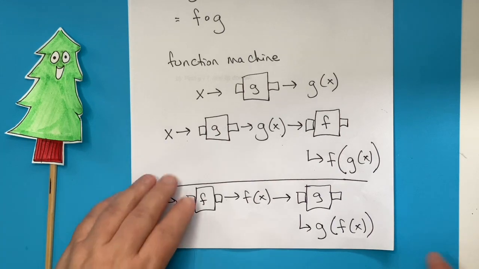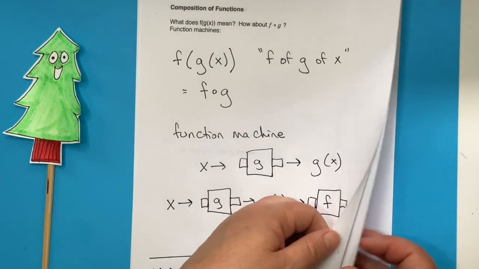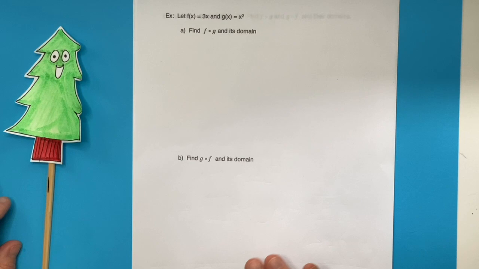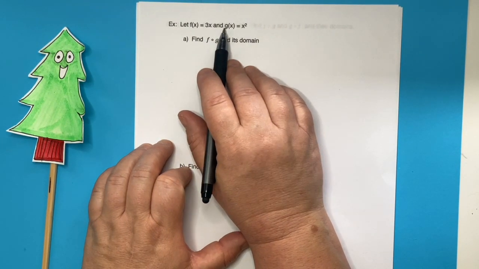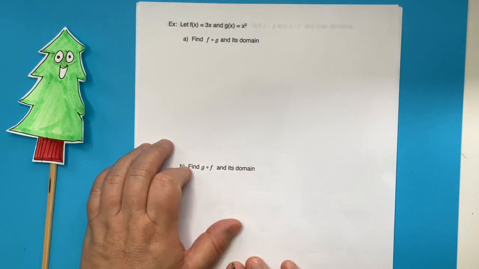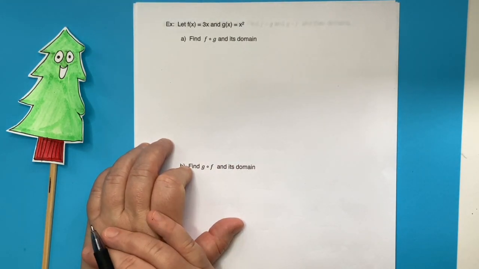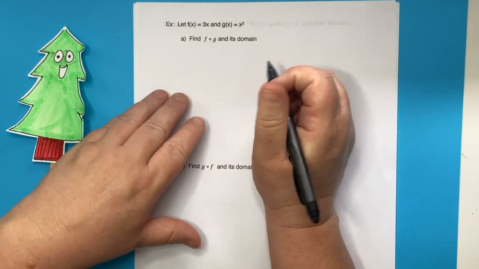Okay, let's look at a couple of examples. Examples, they're the best. I'm going to start off with f of x equals 3x and g of x equals x squared. Two perfectly reasonable functions, and we want to find f of g and its domain.